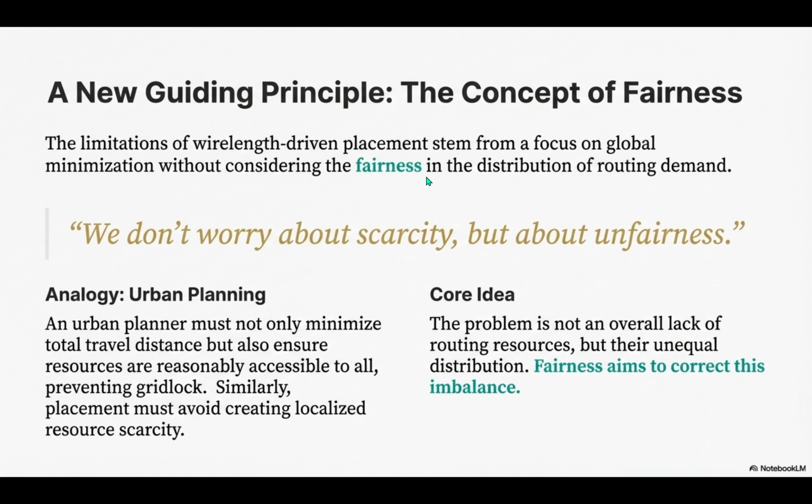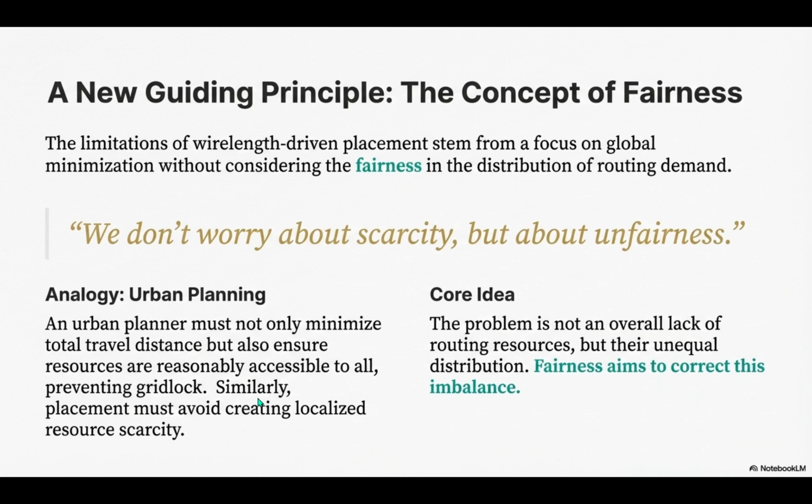Fairness? The key intellectual leap was realizing the problem wasn't really resource scarcity. The total amount of routing capacity on the chip was usually enough. The problem was the unfair, uneven distribution of the routing demand. It's like that proverb the source material brings up. We don't worry about scarcity, but about unfairness. Exactly. So instead of being a city planner who only optimizes for the shortest total road length, even if that sends 90% of the traffic down one tiny street, creating total gridlock, we need a planner who ensures that resources are reasonably accessible to everyone everywhere.